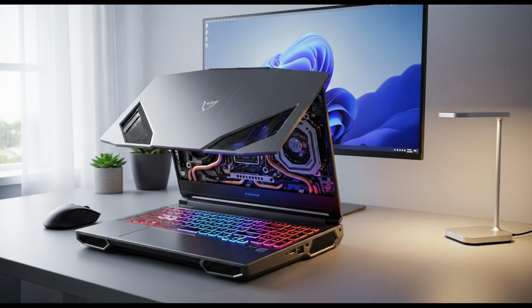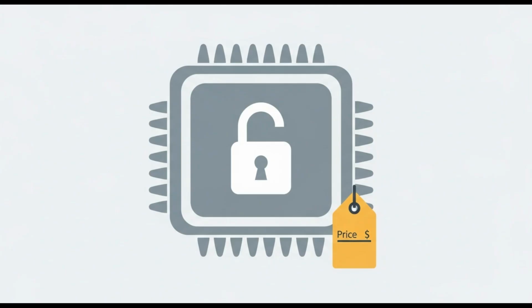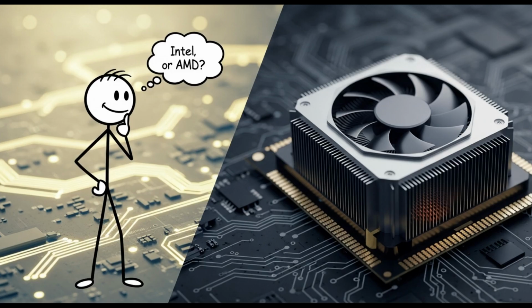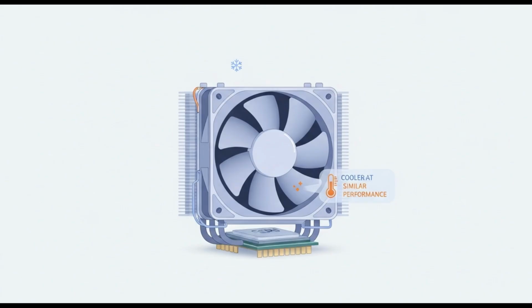This means the CPU is unlocked for overclocking but lacks integrated graphics, making it slightly cheaper than the standard K version. Interestingly, at this level, many users start choosing AMD instead of Intel. Ryzen 7 processors often deliver similar or better multi-core performance at lower temperatures and competitive prices. Intel still performs well, but the gap is no longer one-sided.